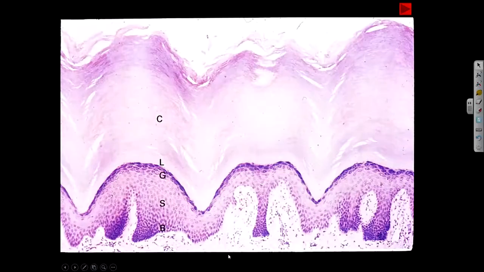Okay, and then a higher power view. So this is thick skin again. So labeled, this is dermis down here. And from B to the very top is epidermis. B is the stratum basale. S is stratum spinosum. G is stratum granulosum. L is stratum lucidum, so it has to be thick skin. And C is stratum corneum of thick skin. Okay? Questions?